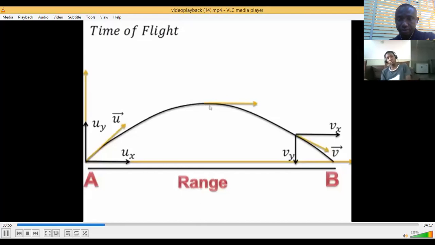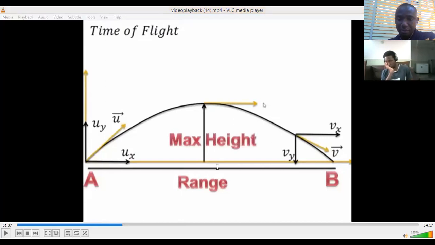Yes. Okay. You know that at the highest point, the velocity has only the x component. Hence, at this point, we have the maximum height. Let's determine maximum height, or what's maximum height? Please write. Maximum height. This is the highest vertical distance attained as measured from the horizontal projection plane.